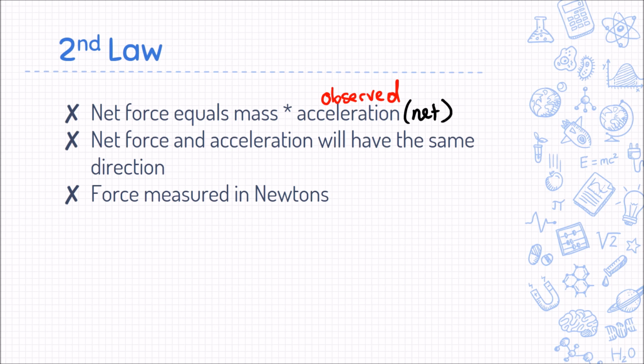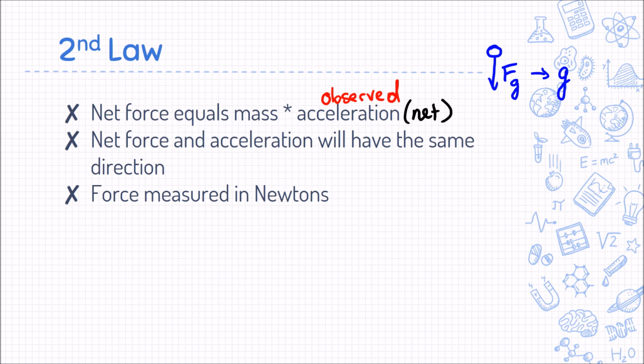This is important if we have an object that is falling. If we have an object that is falling, it's being pulled by the force of gravity downwards. And if that's the only force it has, then we will observe an acceleration of 9.8 meters per second per second. So every second that it's falling, it'll fall somewhere around 9.8 meters per second faster.